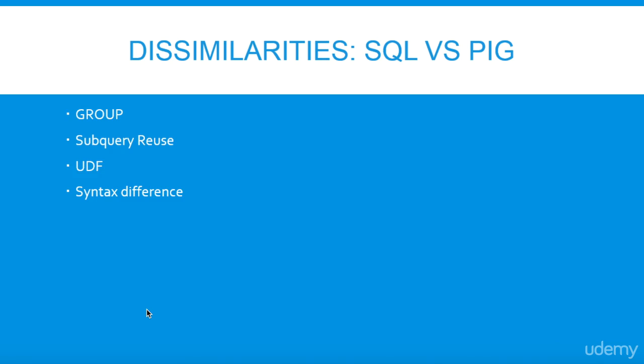UDF. Pig's list of built-in functions is growing but is still much smaller than what Oracle or MySQL provides. So what Pig does is allow the user to define aggregate or analytics functions in other languages like Java and Python, and then apply them in Pig quickly without any issue.